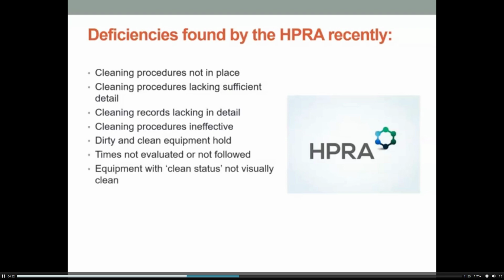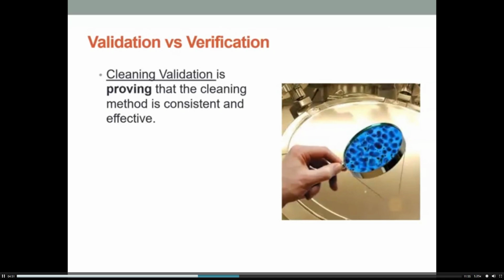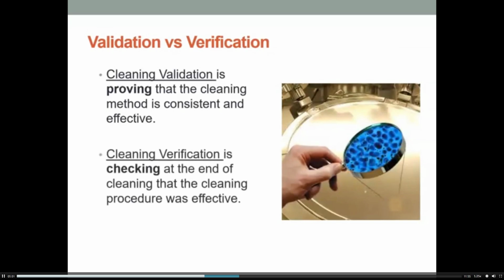Equipment with clean status was not visually clean. Cleaning validation was not performed or was missing key elements, so for example, detergent residue studies or new product introduction or assay method validation, etc. Validation versus verification. Cleaning validation is proving that the cleaning method is consistent and effective. Cleaning verification is checking at the end of a cleaning that the cleaning procedure was effective. Verification is part of validation.